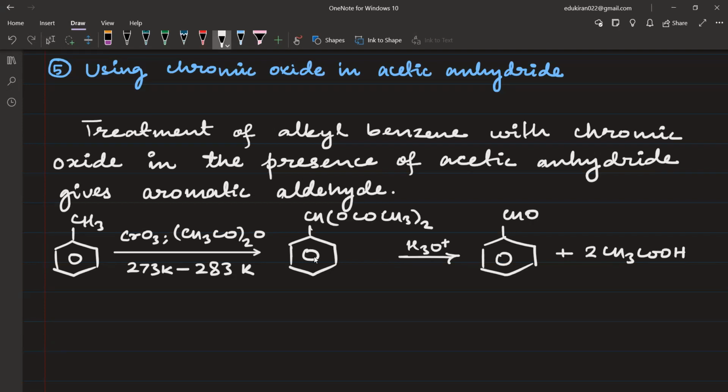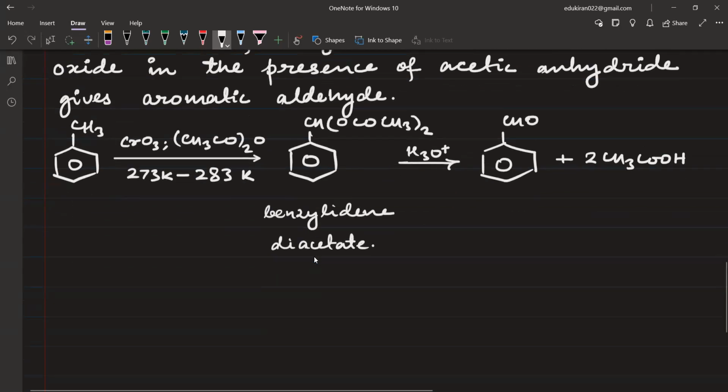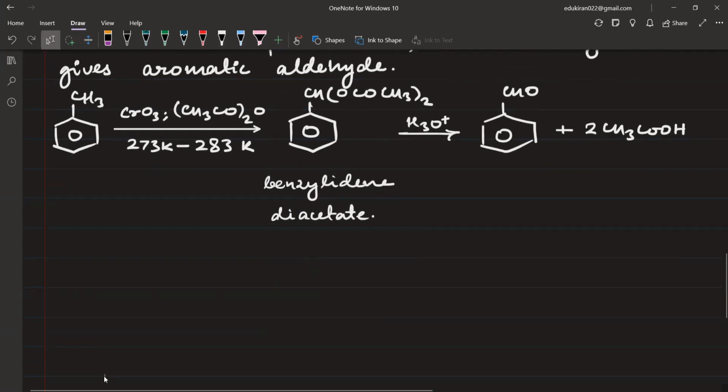Write the name of the structure. This is benzalidene diacetate. Right, next.